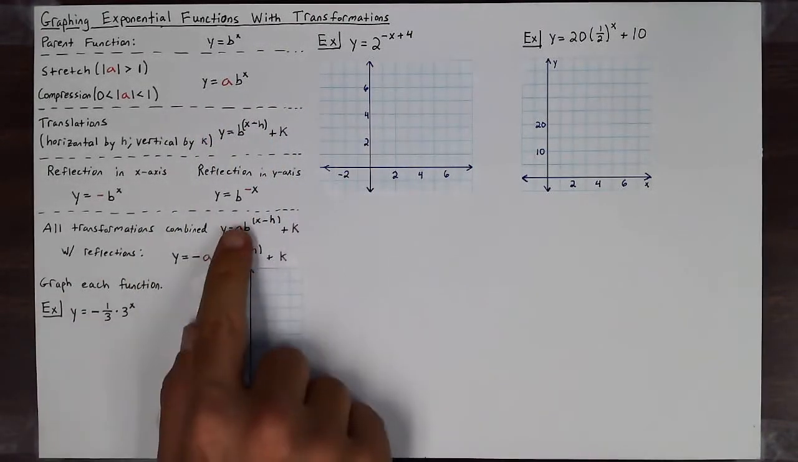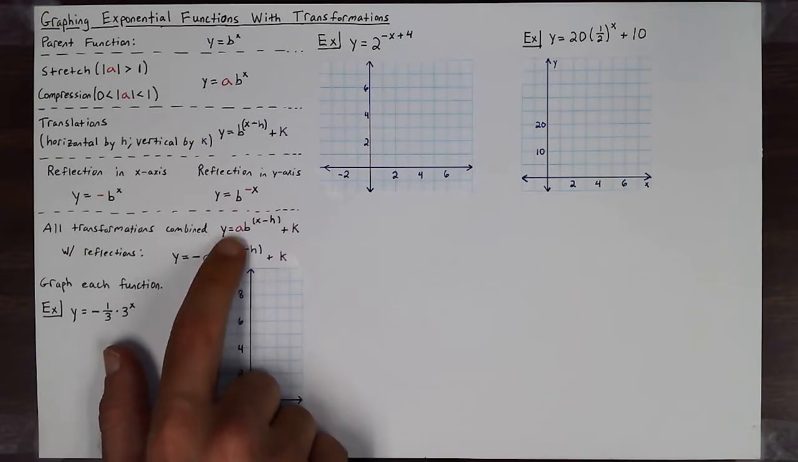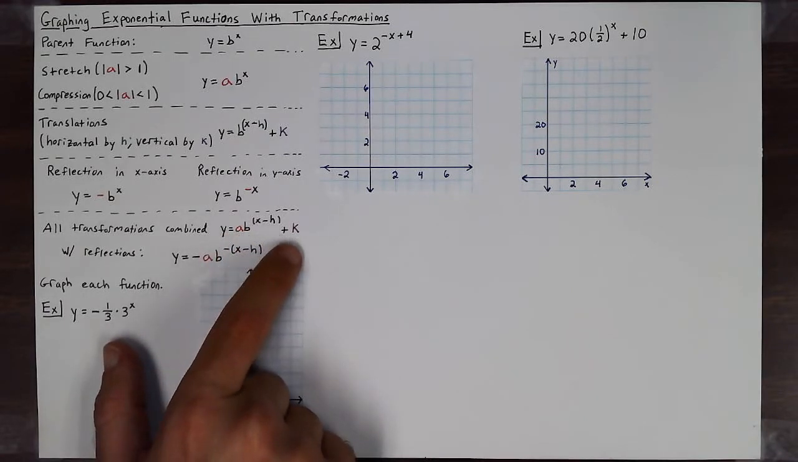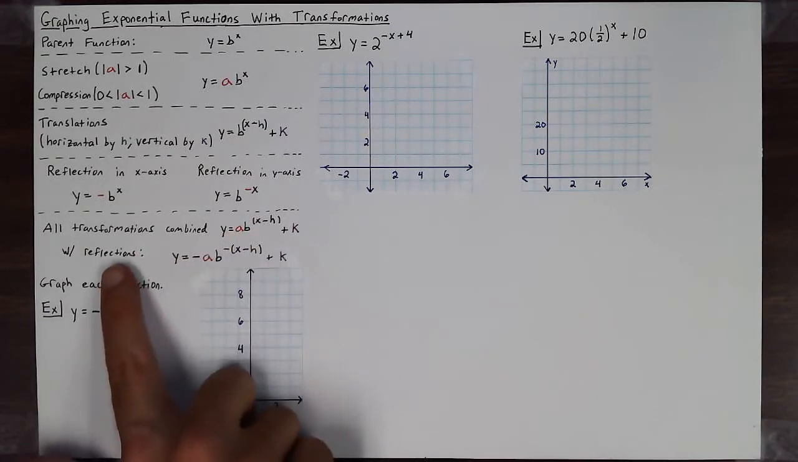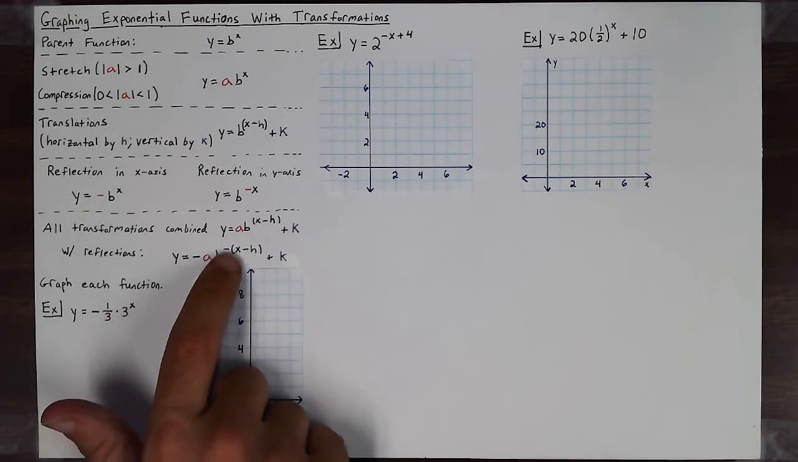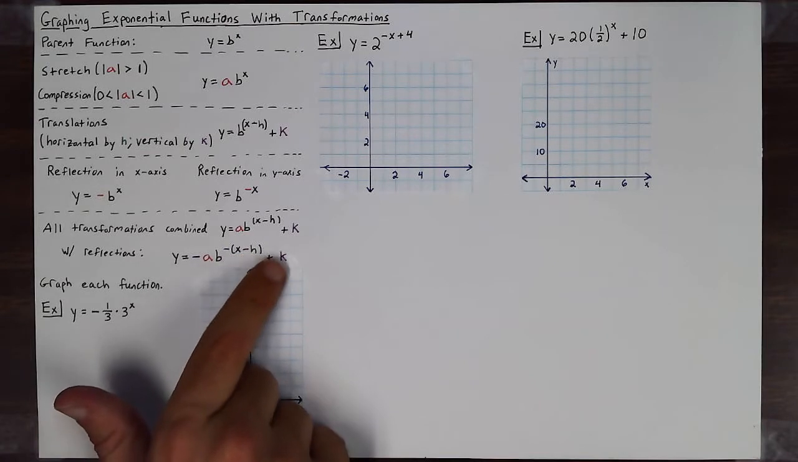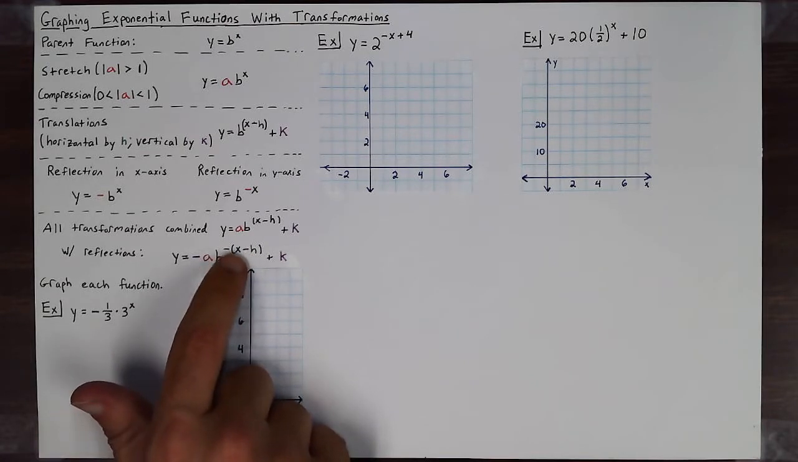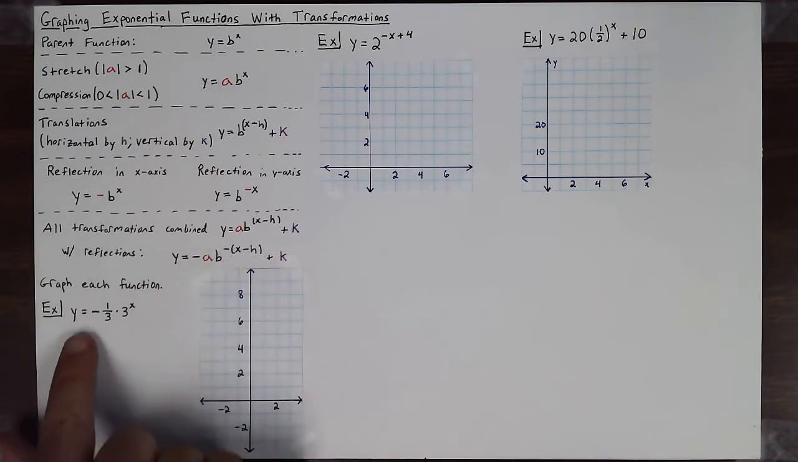Now altogether, that looks like y is equal to a b to the x minus h plus k. Or if it had any of those reflections, you have a negative a value in front of the b, and then b to the negative x minus h. And very key here, it looks like that negative is factored out of that expression. And we're going to see how that comes into play later in an example. But first, let's graph this function.